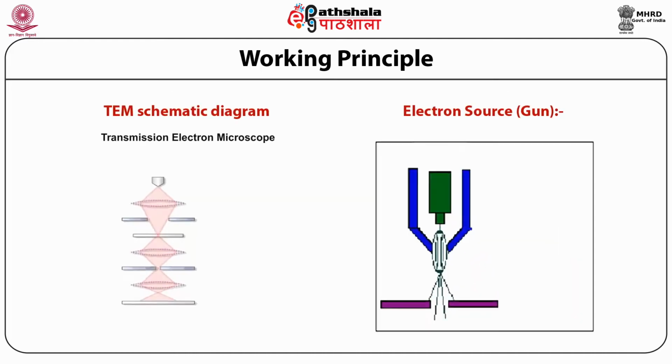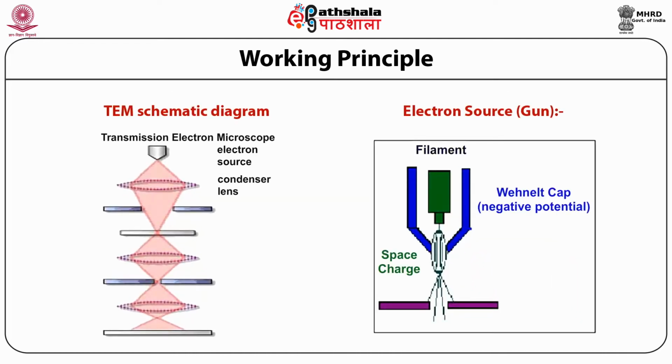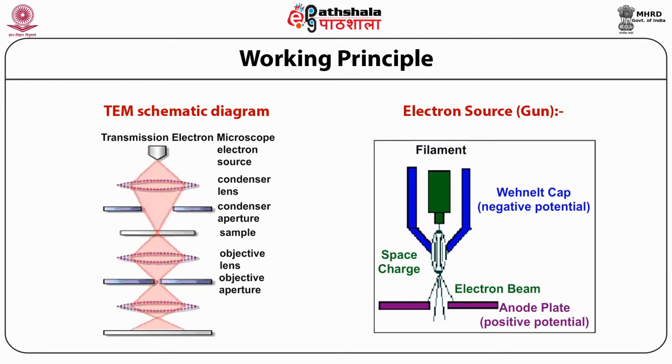Here you can see the two figures. The first figure shows the TEM schematic diagram showing the various parts of the transmission electron microscope, starting from the electron source to the condenser lens, then the condenser aperture, then the sample, then the objective lens, objective aperture, projector lens, and finally the screen. We are going to study each component of this schematic TEM in the next slides.